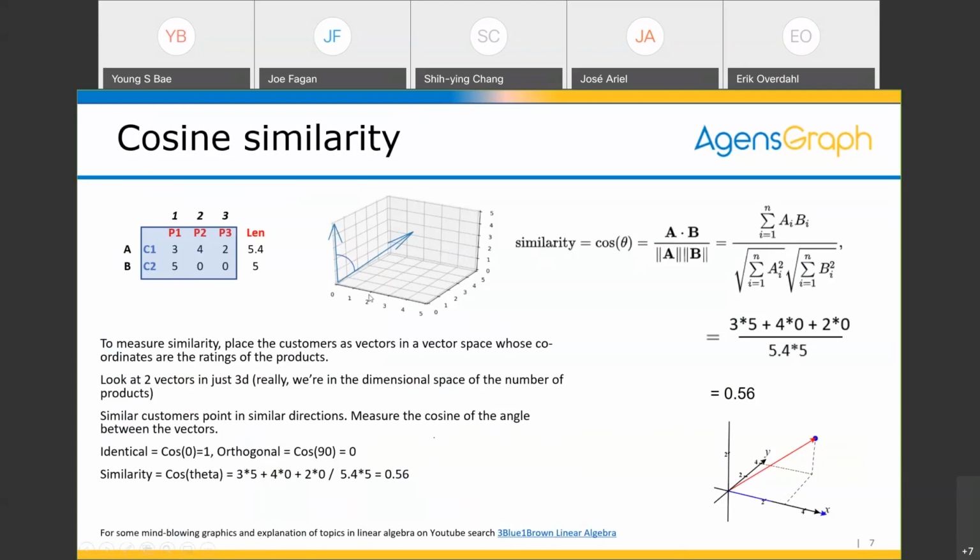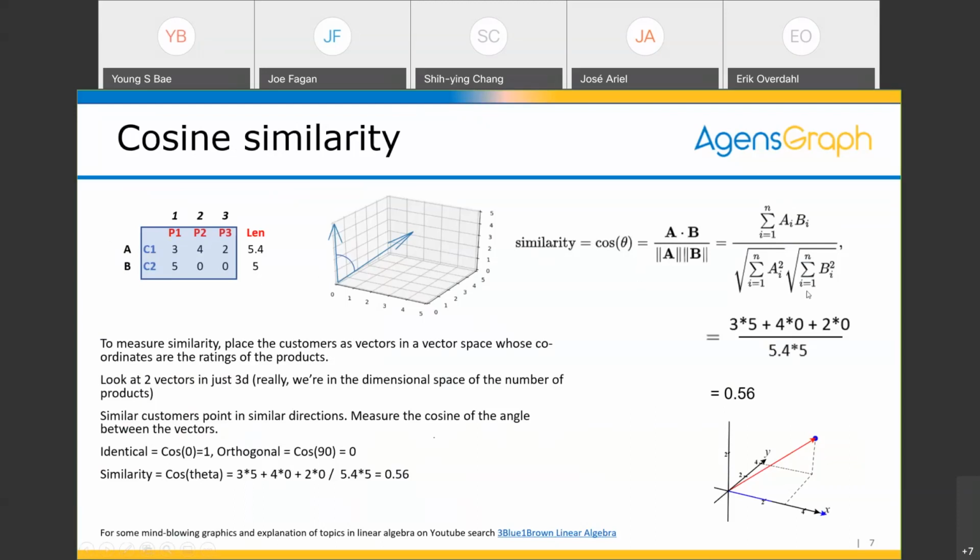And if you remember from your arithmetic, from your trigonometry, the cosine of a small angle is nearly 1. So cos of 0 is 1. And the cosine of an orthogonal angle, 90 degrees, say, in 2 dimensions, is 0. So we have exactly what we want. If we simply measure the cosine of this angle for free, we immediately get a similarity score between C1 and C2. In this scary equation here, A is C1, B is C2, and this is how we calculate the cosine.